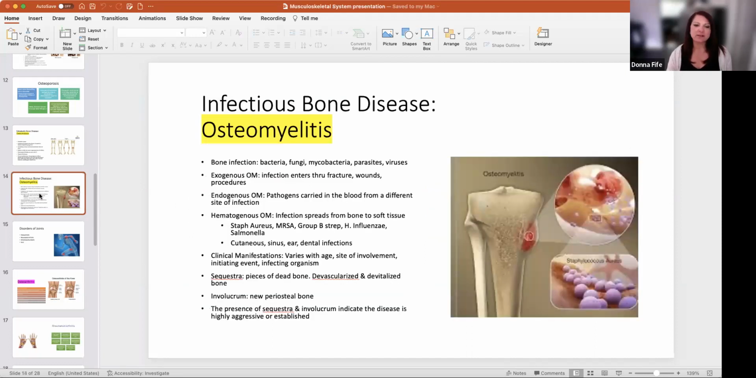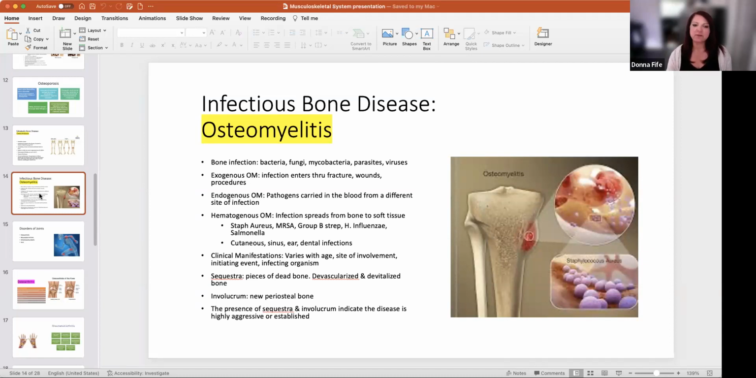Infectious bone disease, osteomyelitis. Bone infection can be caused by bacteria, fungi, mycobacteria, parasites, or viruses. Osteomyelitis can be exogenous, in which the infection enters through a fracture, wound, or a procedure. Or it can be endogenous, where pathogens are carried in the blood from a different site of infection.